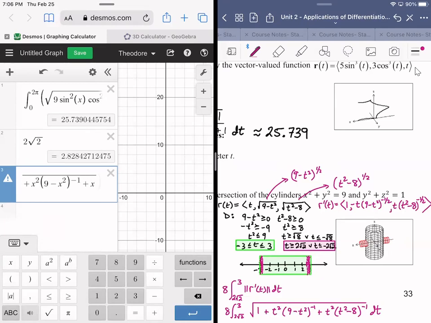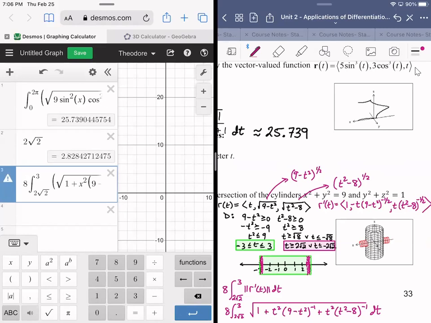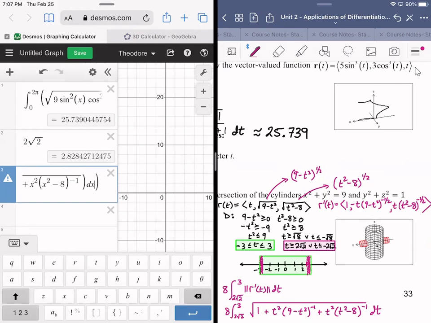Then another x squared, then x squared minus 8 raised to the negative first. So then inside the parens, zig when I should have zagged. Inside the radical, we're good. We don't need to close parens. Once we get out of the radical, we need to close parens. Then slap in a dx to indicate that we're anti-differentiating.